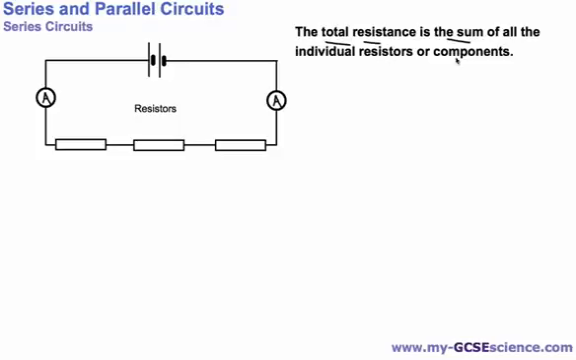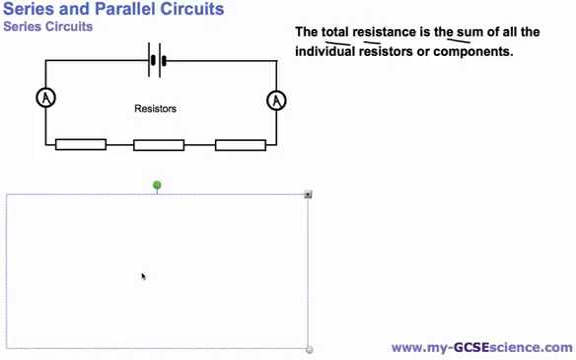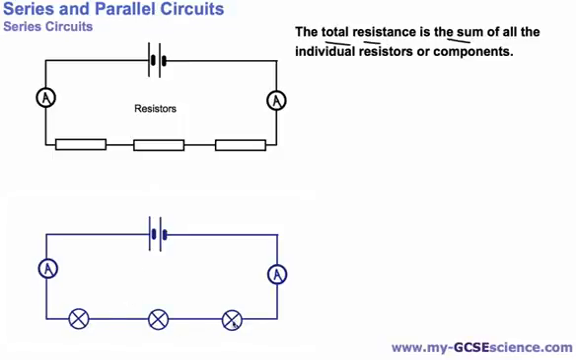components. Now, I say resistors or components. Here I've got resistors, but it doesn't have to be resistors. Here I've got a diagram with some lamps in it. So these components, these lamps, also offer resistance as well. And to work out the total resistance in this circuit, we just add them up.